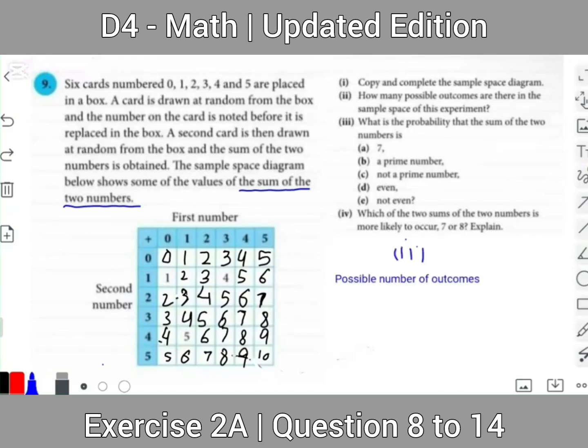Now in part 2, we have to find out the possible number of outcomes in the sample space of this experiment. So on the horizontal side, we have 6 numbers, and on the vertical side, we also have 6 numbers. So 6 times 6 is equal to 36. So the possible number of outcomes will be 36.